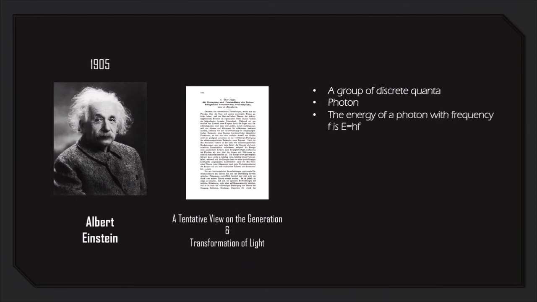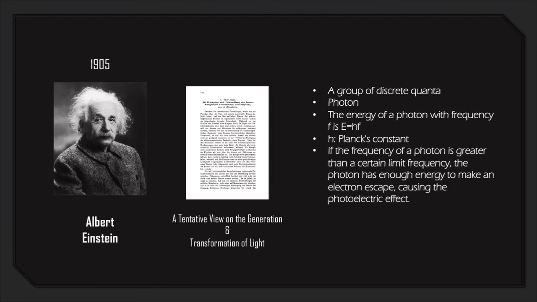The energy of a photon with frequency f is E equals hf, where h is the general Planck's constant. If the frequency of a photon is greater than a certain limit frequency, the photon has enough energy to make an electron escape, causing the photoelectric effect. Einstein's argument explains why the energy of photoelectrons is only related to frequency, not irradiance.